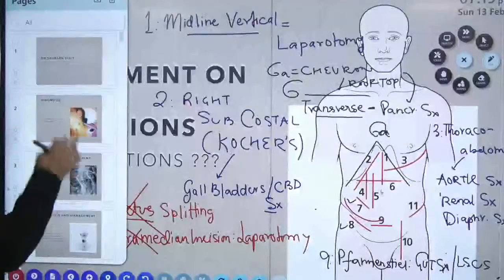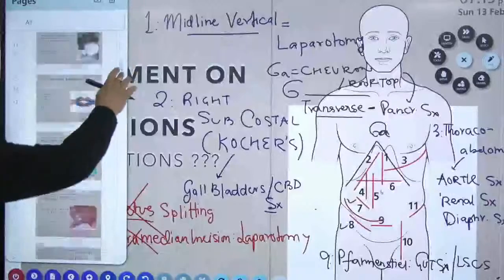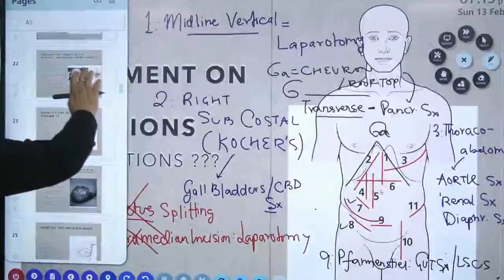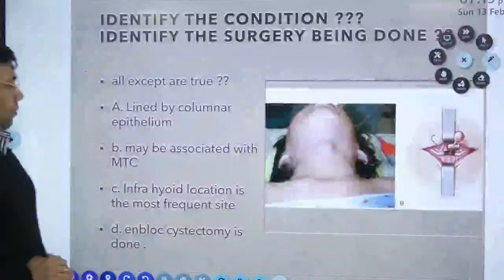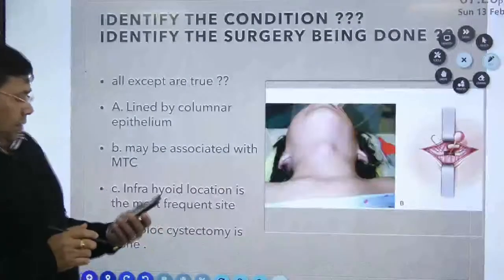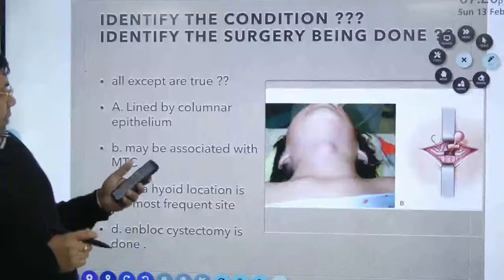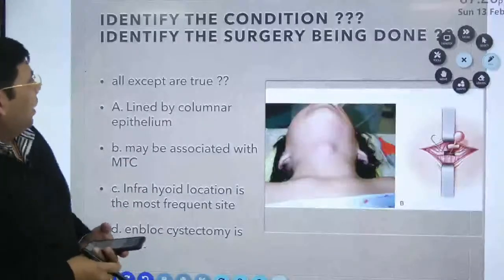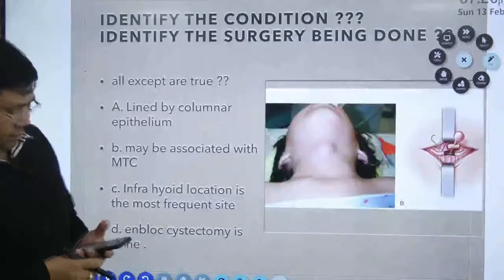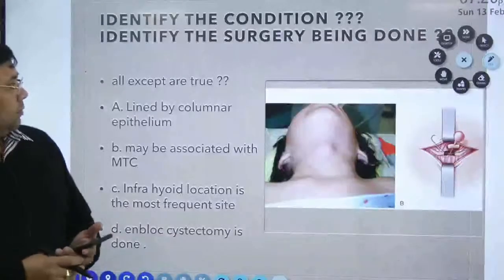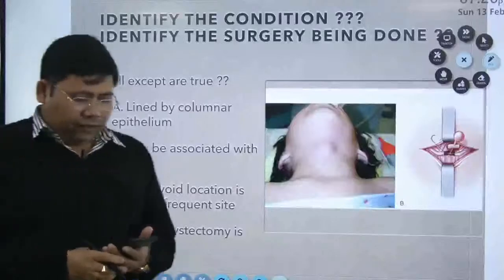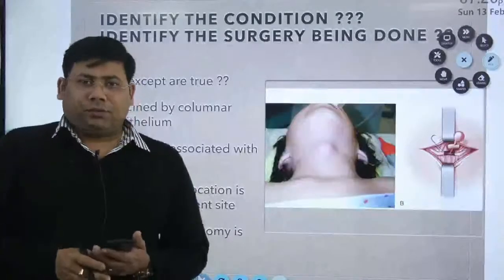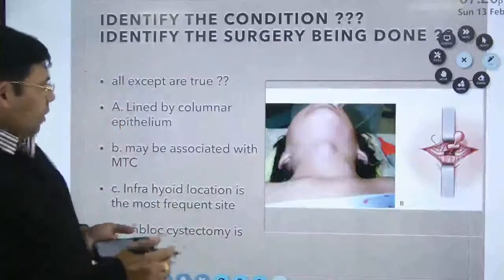So now let us do one more question. Okay, so now we'll do this question. Just tell me something about this question. Identify the condition and identify the surgery being done. This is a very easy question. What are you seeing?